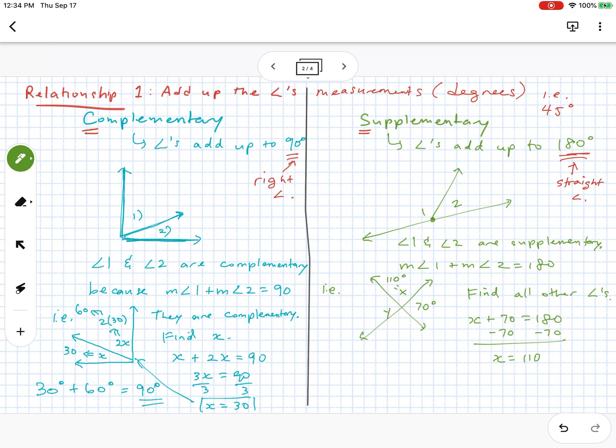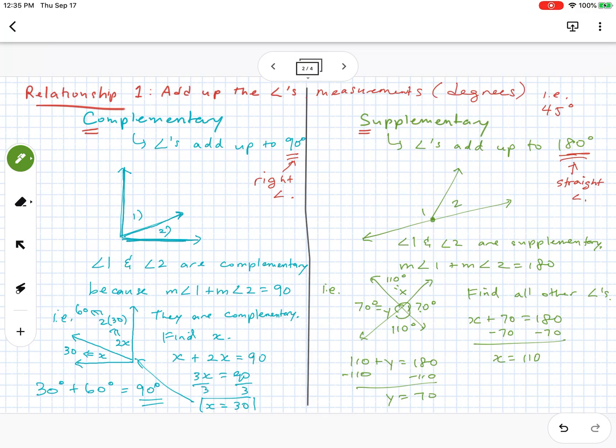And then from there, we can find y, because the 110 and the y form another straight angle. So 110 plus y equals 180. Subtract 110, subtract 110, and so y equals 70. So this right here is 70 degrees. And then we already did this one because we did it right here. So 70 and 110 would be this guy as well. And so there are all the other angles, okay?